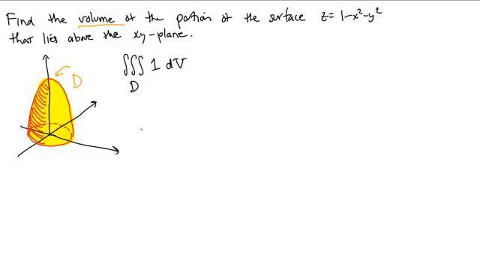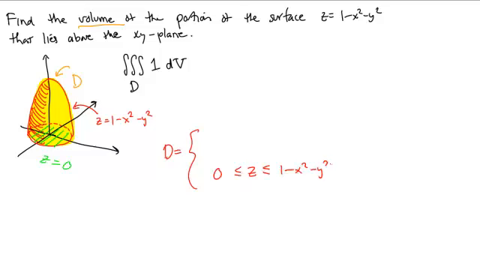Now notice that this shape has a clear top edge. The top edge is the surface z equals 1 minus x squared minus y squared, the paraboloid. And it has a well-defined bottom surface. It's the xy plane, z equals 0. So I could describe the domain by saying that z stays above 0 but below 1 minus x squared minus y squared. Now I have to go and describe the region that it makes in the xy plane.